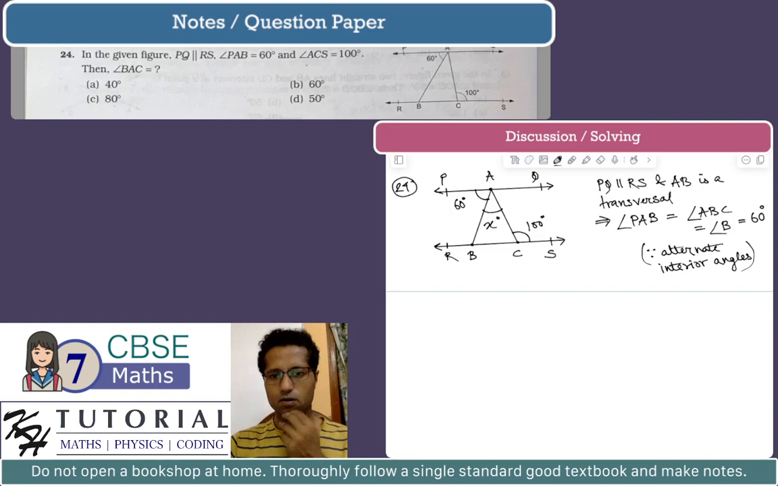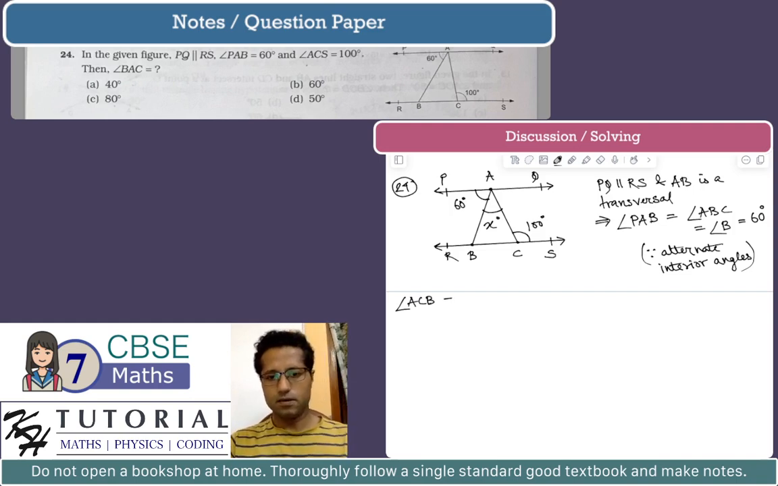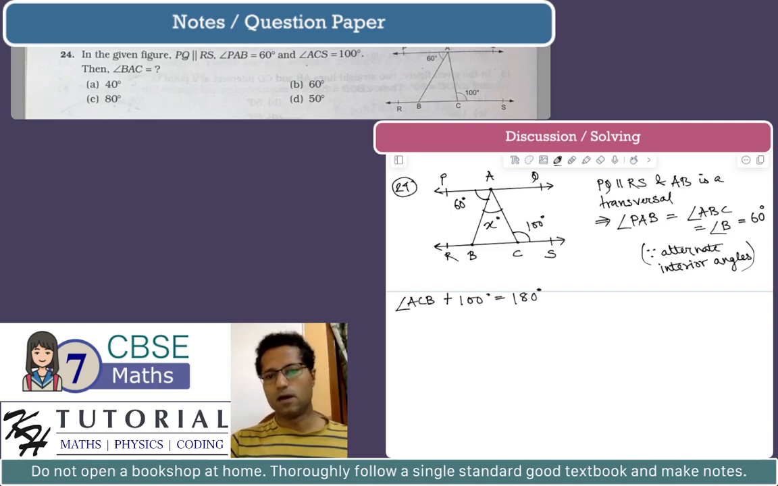We have 100 degree. How do we utilize 100 degree? Okay, one more thing. Note that we will get angle ACB. We must get angle ACB plus 100 degree equal to 180 degree. Why? Because they are linear pair of angles. RS is a straight line, C is a point on the straight line RS, and AC is making an angle on the straight line RS at point C, 100 degree.